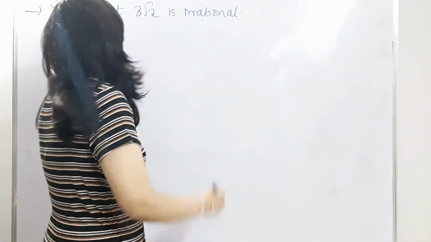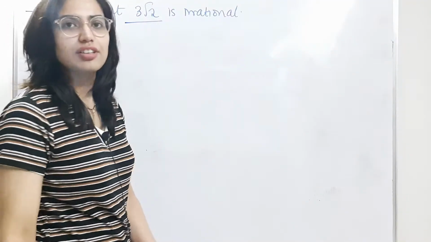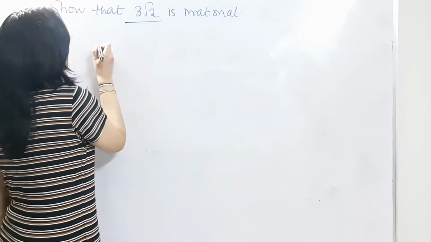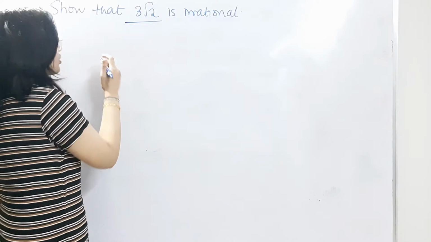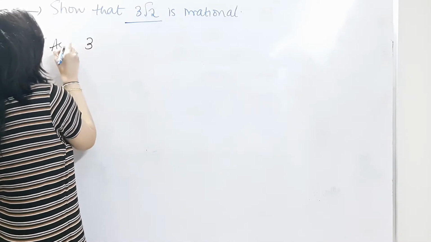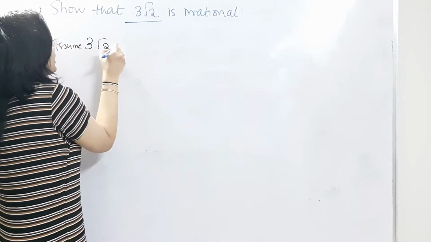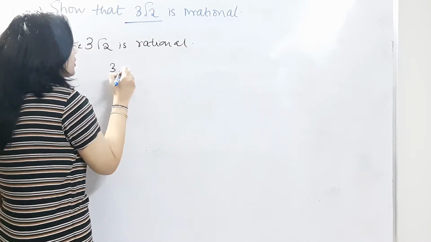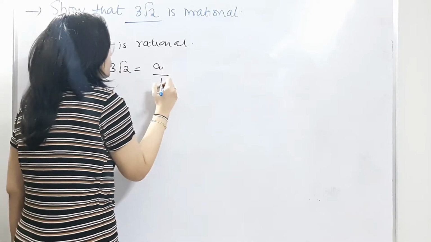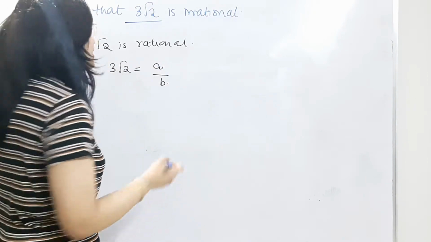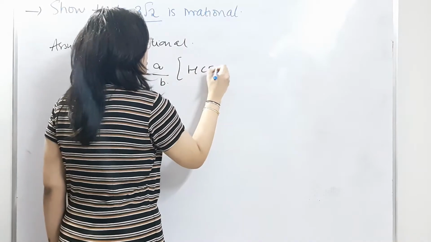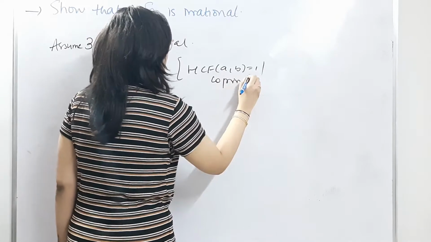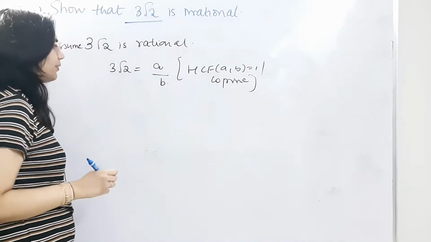So the next question is, show that 3 root 2 is irrational. We'll use the same method of proof by contradiction to solve the statement. So to prove 3 root 2 is irrational, we'll assume 3 root 2 is rational. In this case, we know for a fact that rational numbers can be written in the form of a by b or p by q, wherein the HCF of a, b is 1, that is, they are co-prime. Right, that is, there is no other common factor apart from 1.